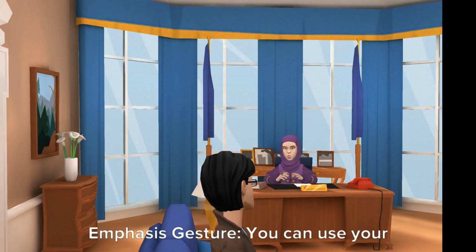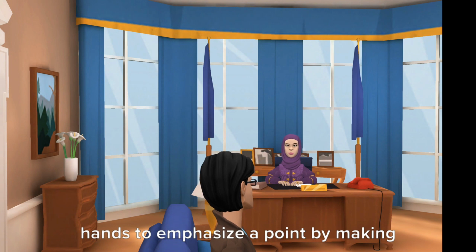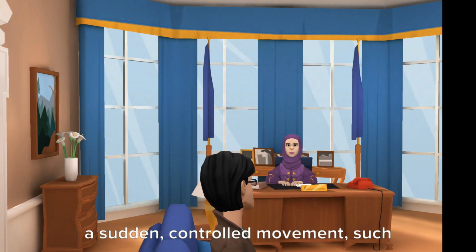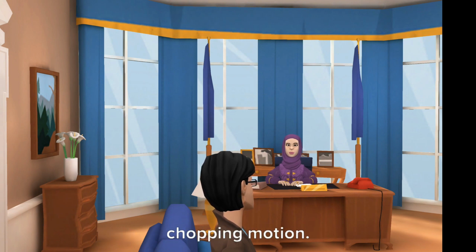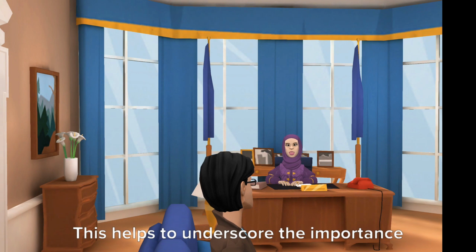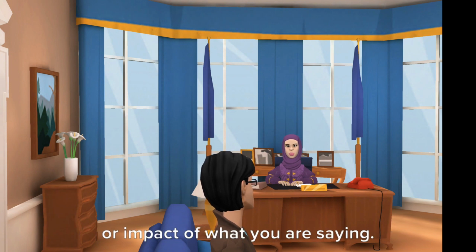7. Emphasis gesture. You can use your hands to emphasize a point by making a sudden controlled movement, such as a quick clap of the hands or a chopping motion. This helps to underscore the importance or impact of what you are saying.